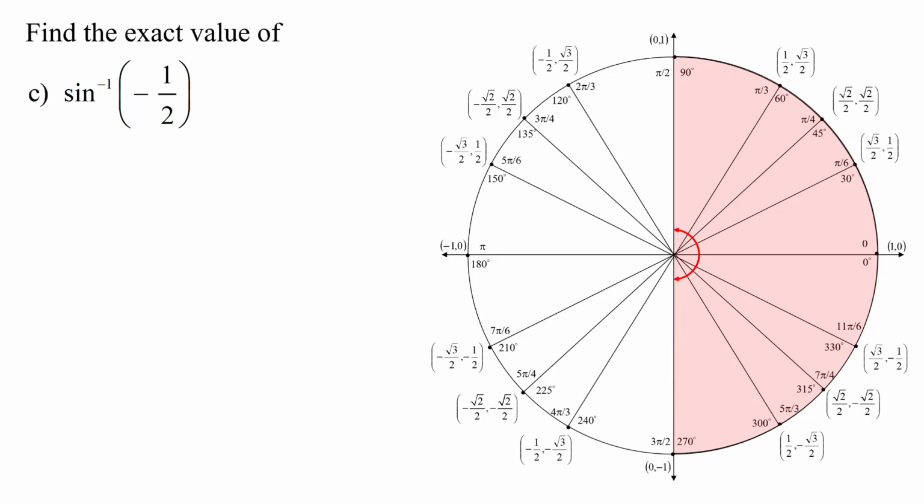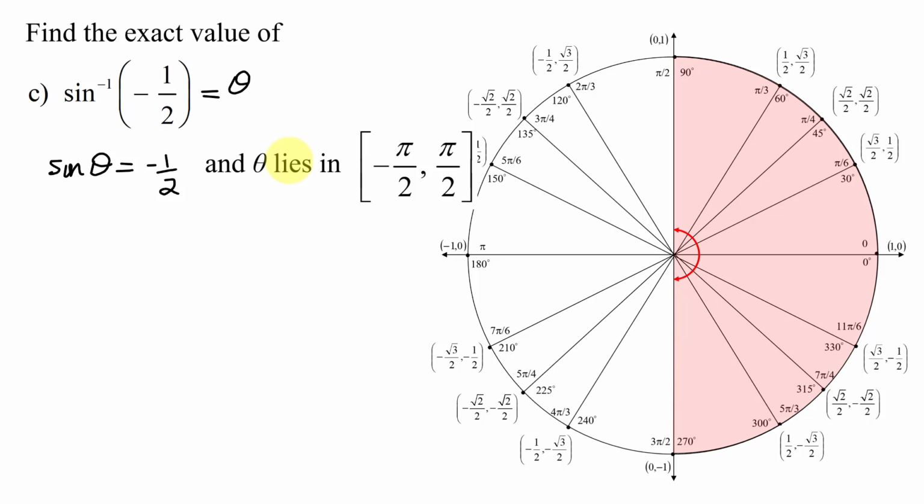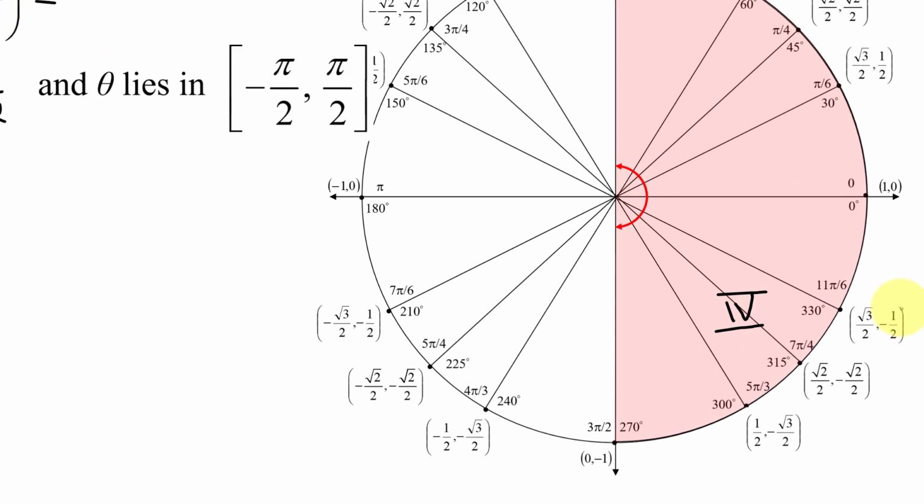And in the last example, I need to find the exact value of the inverse sine of -1/2. Set it equal to theta. And what does this mean? This means that the sine of theta has to equal -1/2. But don't forget the restriction, and theta must lie in this interval. So I have to be somewhere over here on the shaded region of my unit circle. The sine value is negative. That means I need a y value that is negative. Y is positive in quadrant 1. So my answer has to be in quadrant 4.